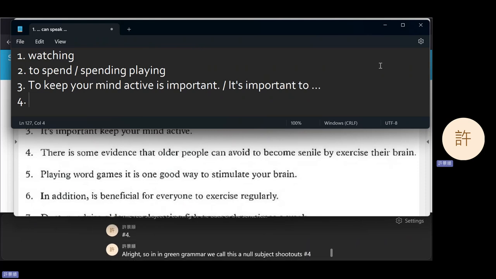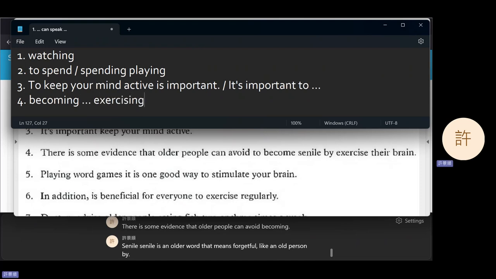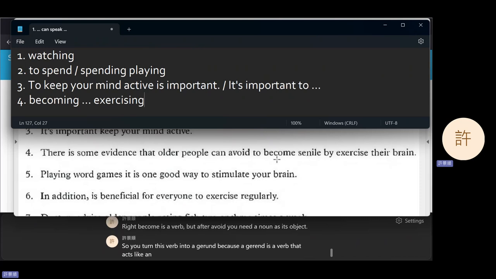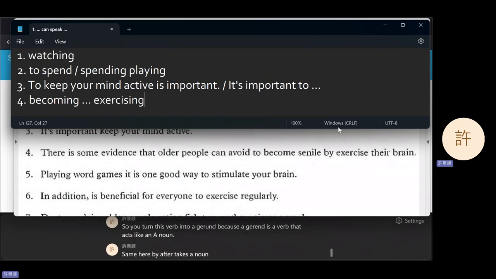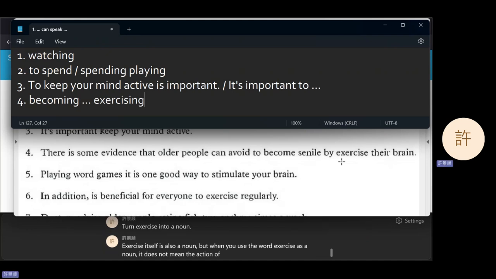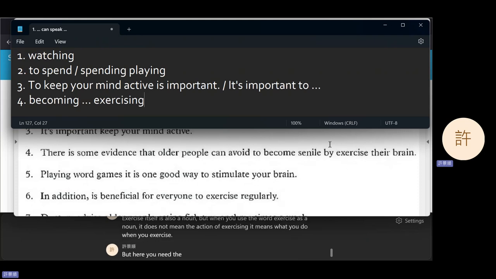Number four, there's some evidence that older people can avoid becoming senile. Senile is an older word that means forgetful, like an old person, by exercising their brain. Right, become is a verb, but after avoid, you need a noun as its object. So you turn this verb into a gerund, because a gerund is a verb that acts like a noun. Same here, by after takes a noun, turn exercise into a noun. Exercise itself is also a noun. But when you use the word exercise as a noun, it does not mean the action of exercising. It means what you do when you exercise. But here you need the act of exercising, so you still should use a gerund.